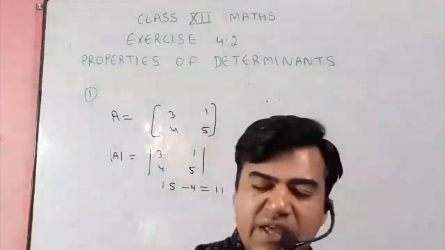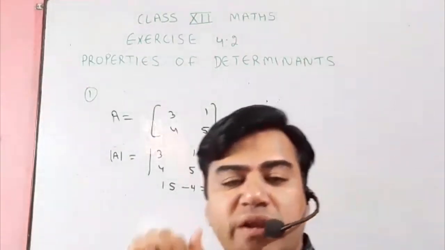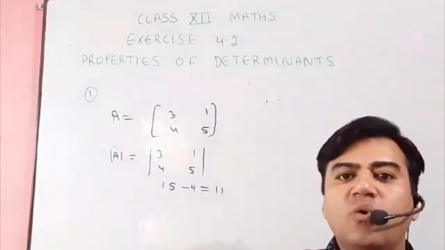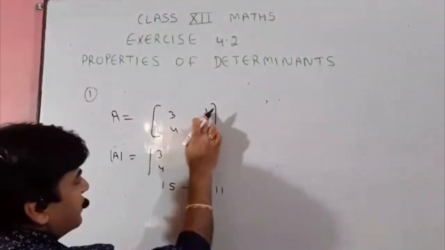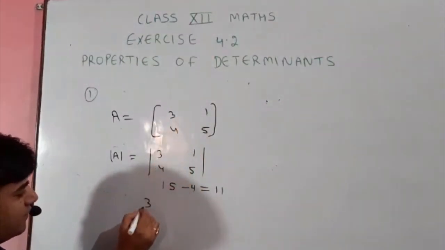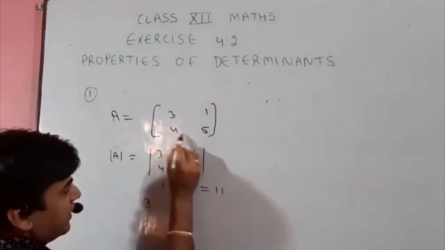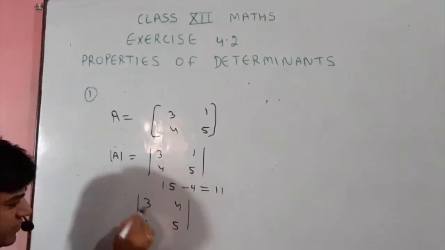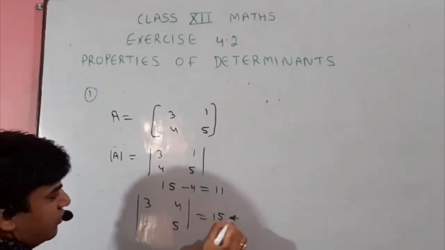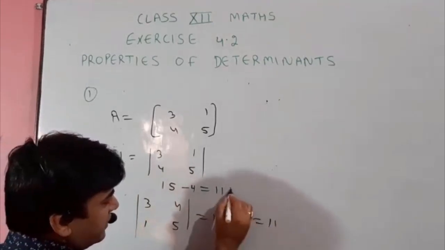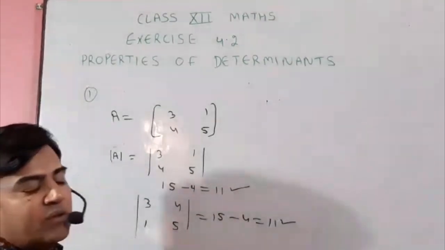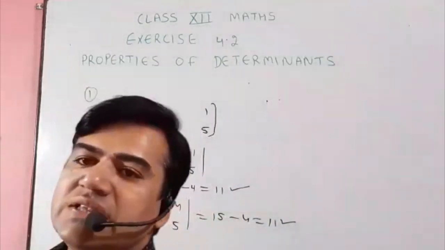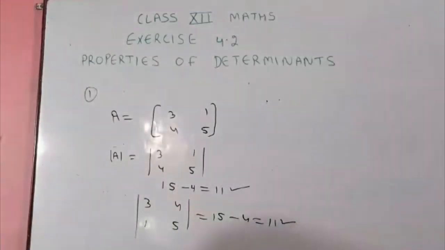The first property is the value of a determinant remains unchanged if rows are changed into columns and columns changed into rows. Let us convert first row to first column. Then this will be 3, 1. Convert second row into second column. This is 4, 5. Now we can find the value. 3 5s are 15 minus 4 1s are 4. This means this value and this value are the same. So the first property says the value of a determinant remains unchanged if rows are changed into columns and columns are changed into rows.